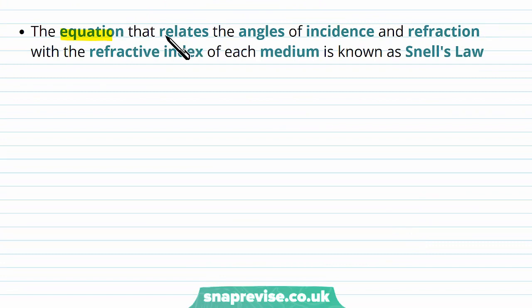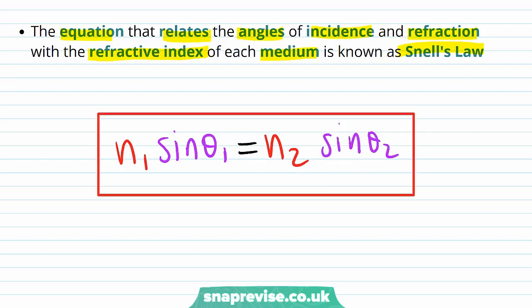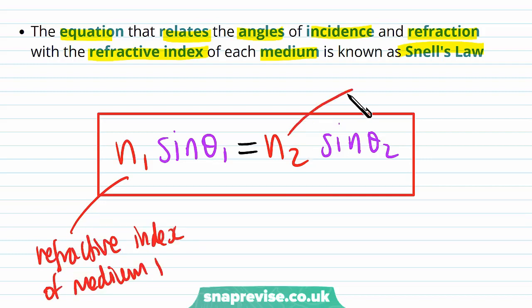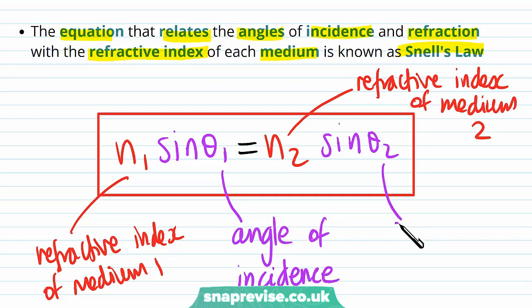The equation that relates the angles of incidence and refraction with the refractive index of each medium is known as Snell's law. So we rearrange the ratios we've just found to say that n1 sine theta 1 is equal to n2 sine theta 2. And we call this equation Snell's law. So n1 is the refractive index of the first material, n2 is the refractive index of the second medium, theta 1 is the angle of incidence, and theta 2 is the angle of refraction.